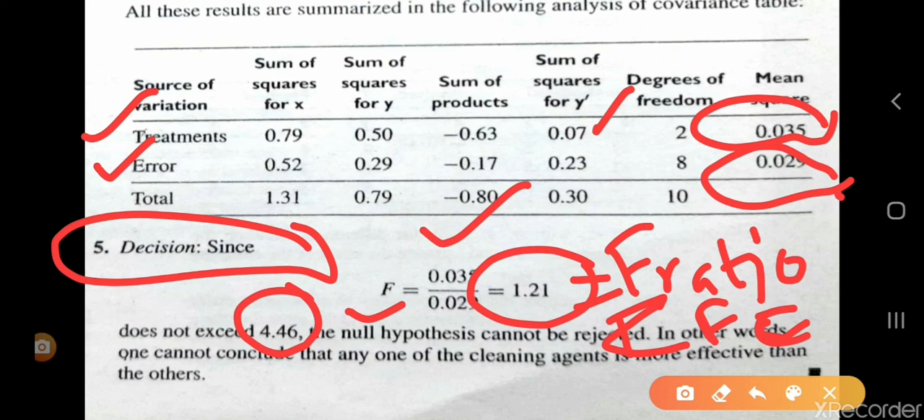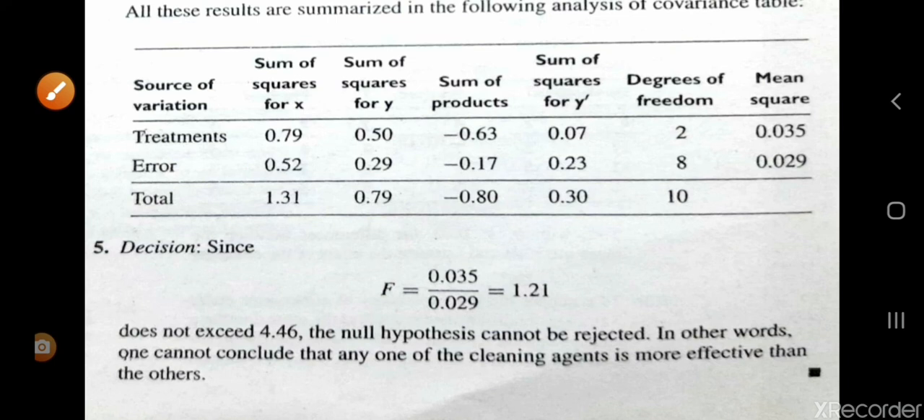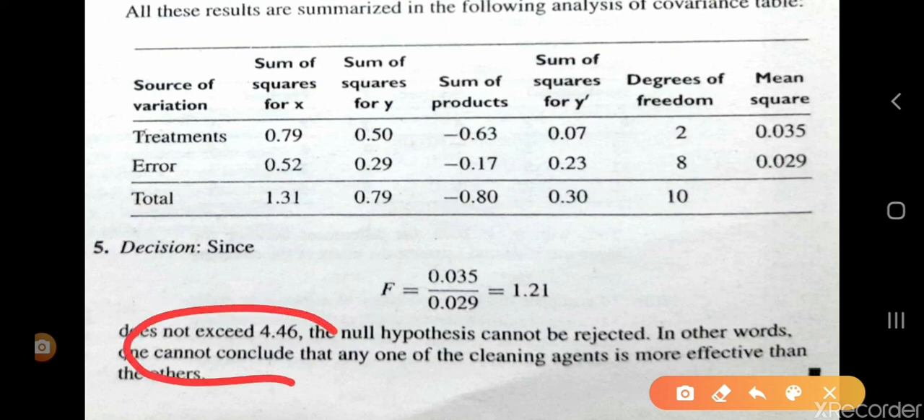We have to accept our null hypothesis that there is no difference between the adjusted means of each detergent or cleaning agent. So we cannot conclude here which cleaning agent is more effective. So we have to accept that all cleaning agents are equal.